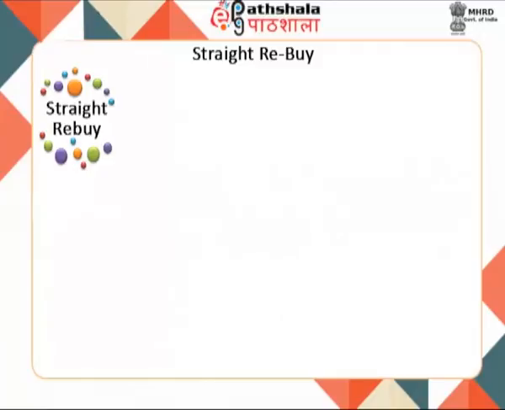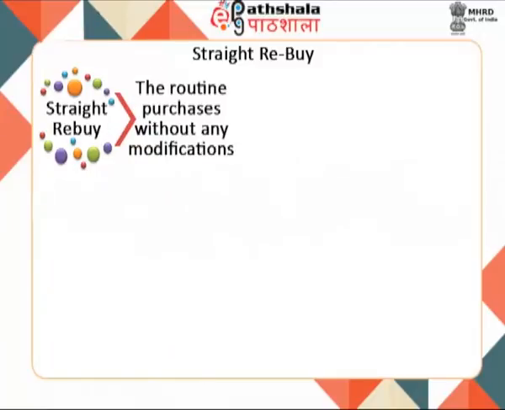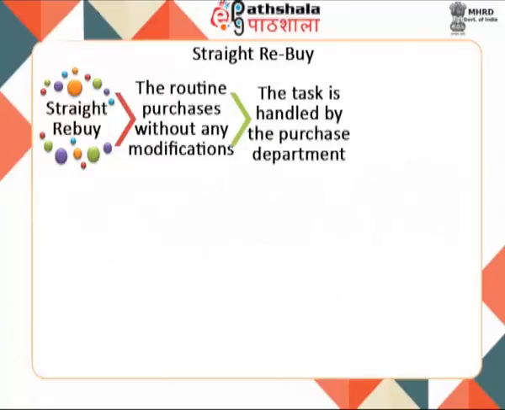Straight rebuy. The straight rebuy refers to the routine purchases without any modifications for smooth functioning of the organizational operations. The task is handled by the purchase department, and the items of purchase include the office supplies, the raw materials of production department, the purchases meant for maintenance and upkeep, etc.